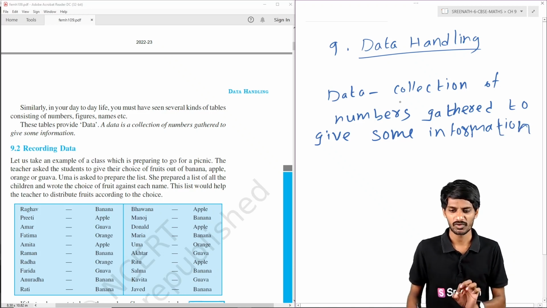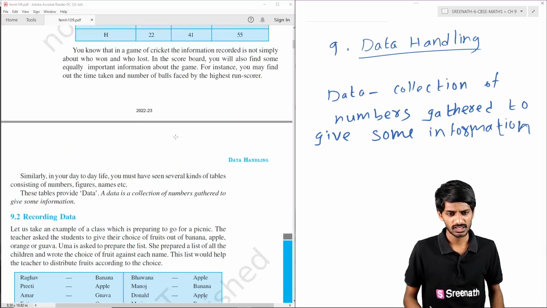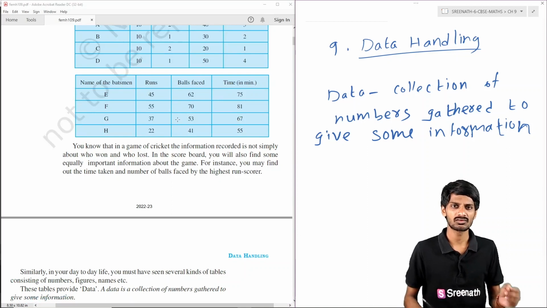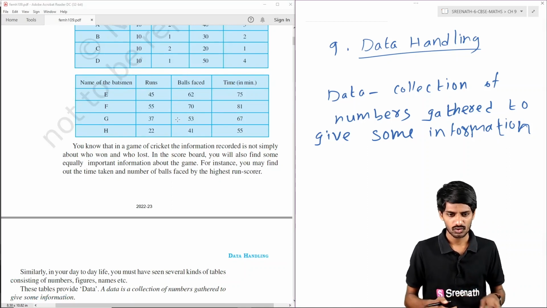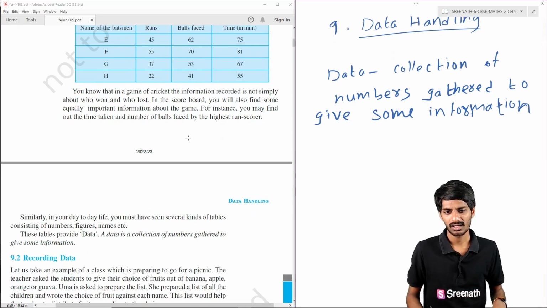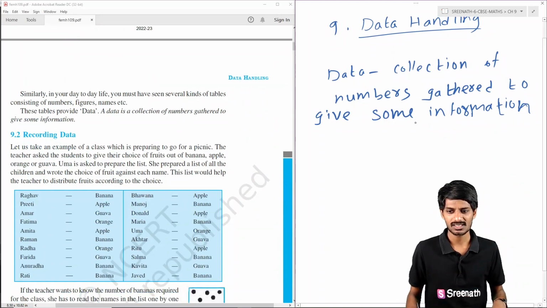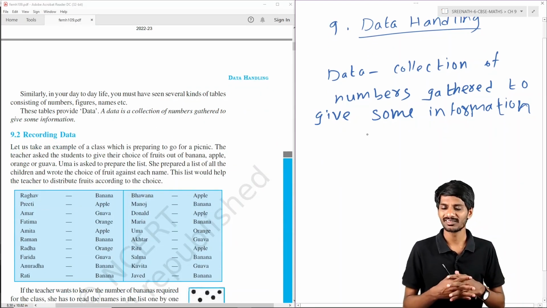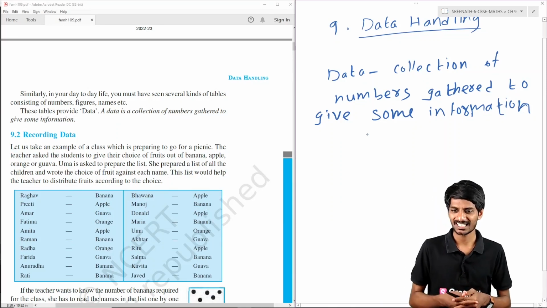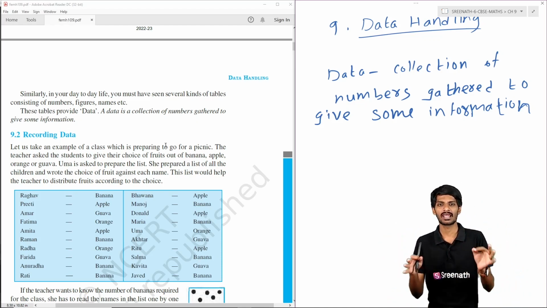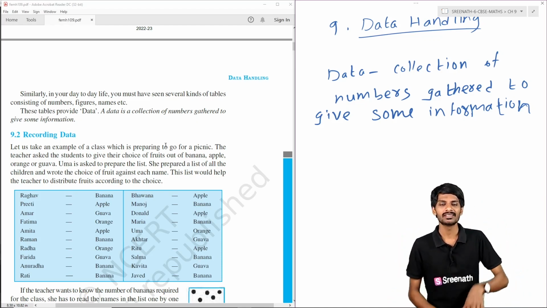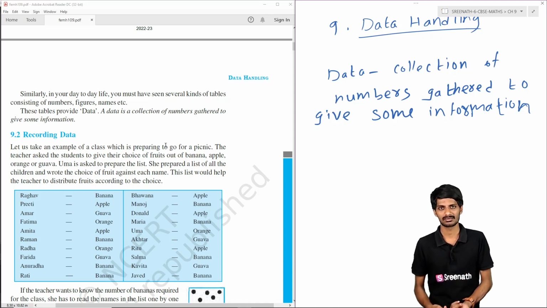To give some information. So basically, if you see all these numbers, what do these numbers represent? Information. Okay, students, the data is nothing but the collection of numbers gathered to give some information. All this data will give some information, students. So simply, data is nothing but the collection of information in the form of numbers.